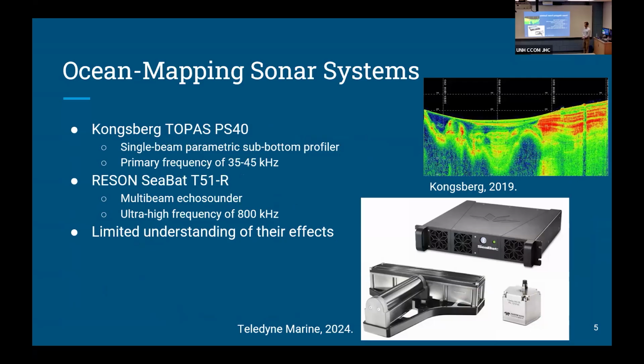Ocean mapping sonar systems. The two systems used were the Kongsberg TOPAS PS40 and the RESON SeaBat T51-R. The PS40 is a single beam subbottom profiler operating at 35 to 45 kilohertz. And one of the benefits to this is that it can be used to find both the ocean floor and some of the sediment below, what it's made out of. The T51-R is a multibeam echosounder operating at about 800 kilohertz. And one thing to note is that 800 kilohertz was too high for my recorders to actually record, but its indirect impact or contributions can still be observed.